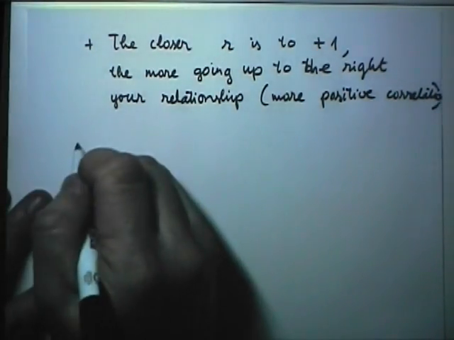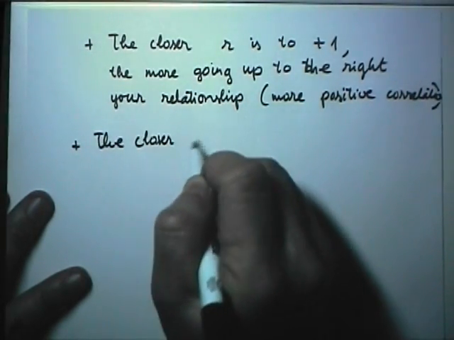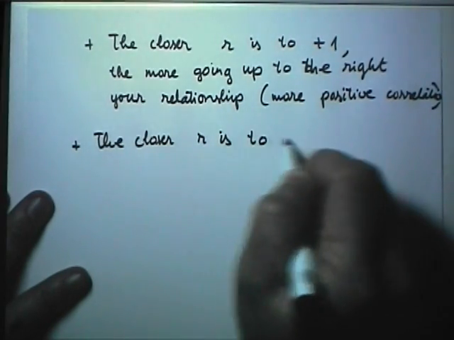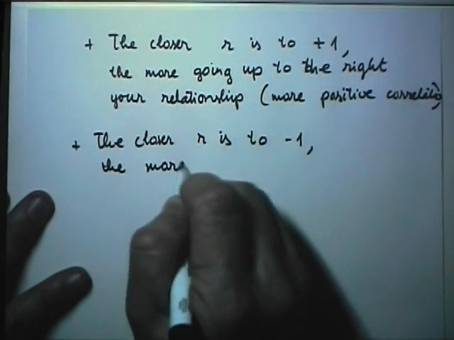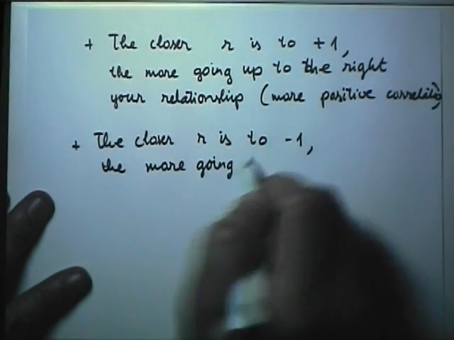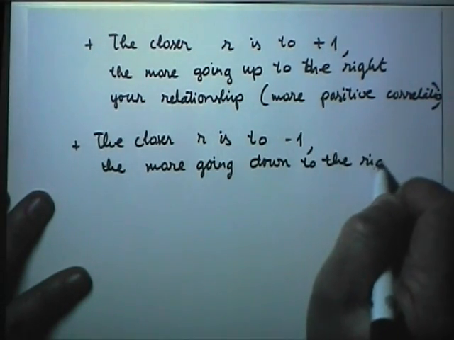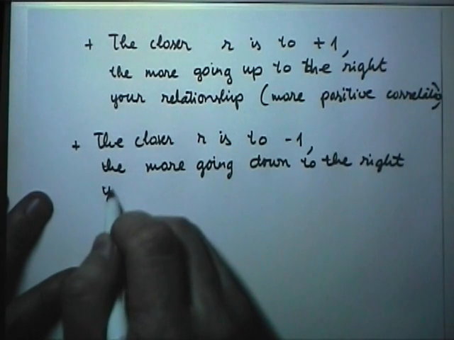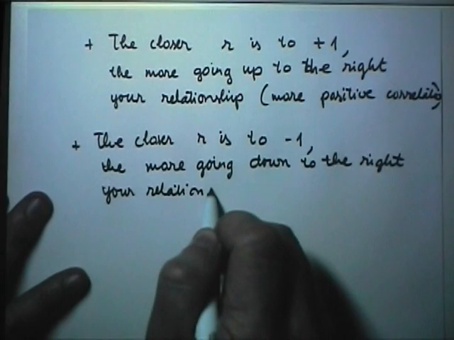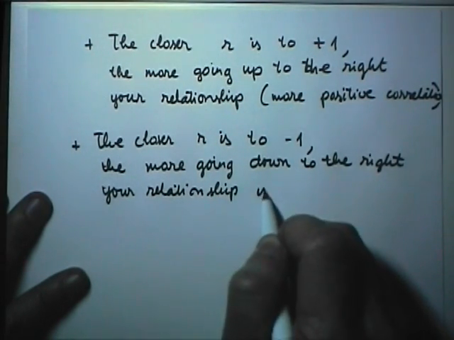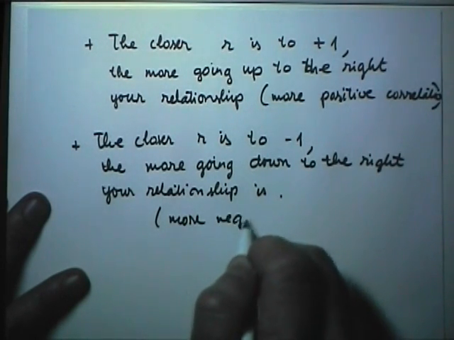Okay? And then the closer R is to the negative 1 value, the more going down to the right your relationship is. So this time it is going to be more negative.